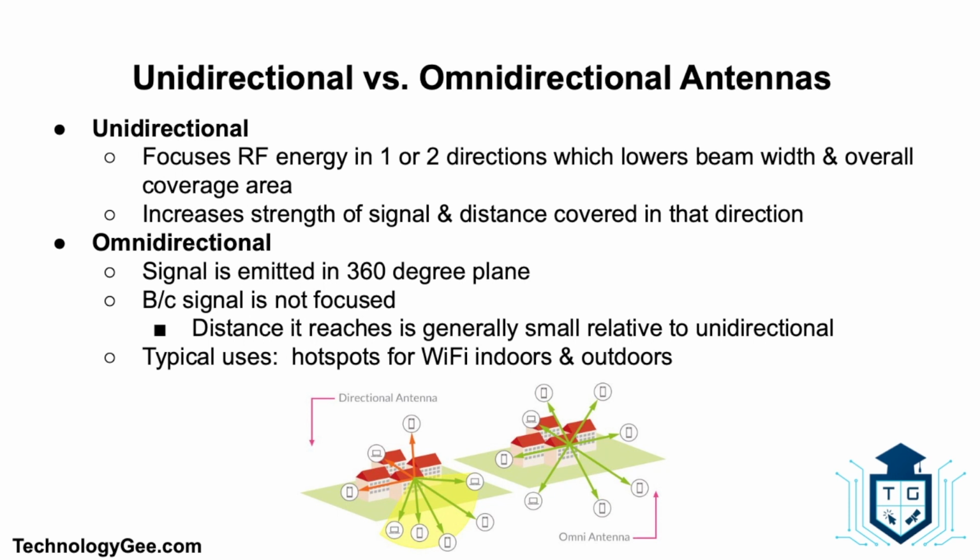An omnidirectional antenna is able to radiate or receive equally well in all directions. From the locus, the signal is emitted in the 360-degree plane to cover a certain area. Because the signal is not focused, the distance that it reaches is generally small relative to that of a unidirectional antenna, and typical applications of these antennas include hotspots for Wi-Fi, either indoors or outdoors, where multipath environments exist.